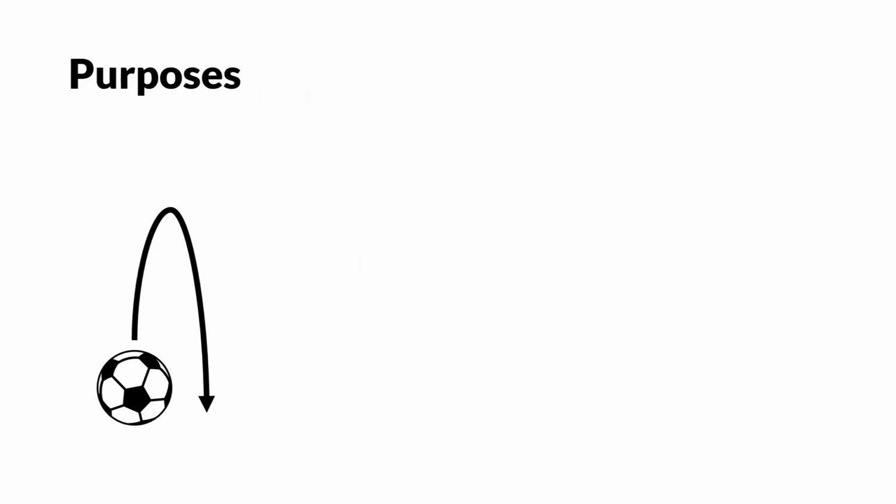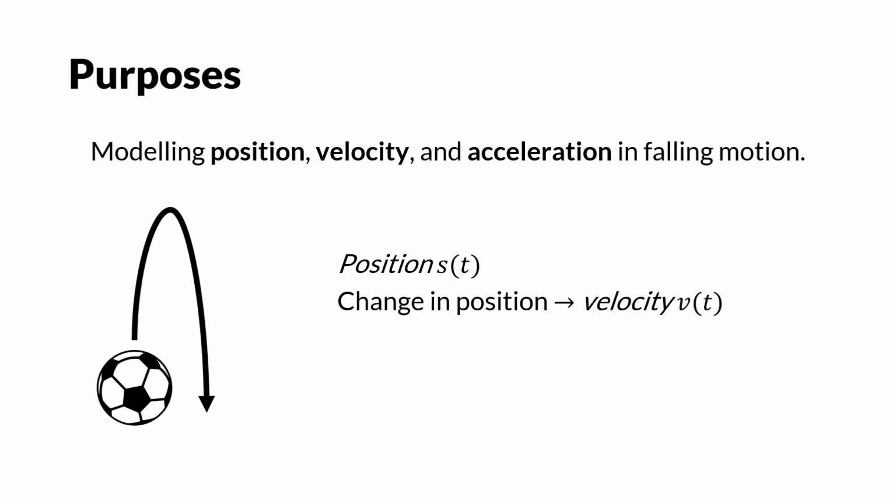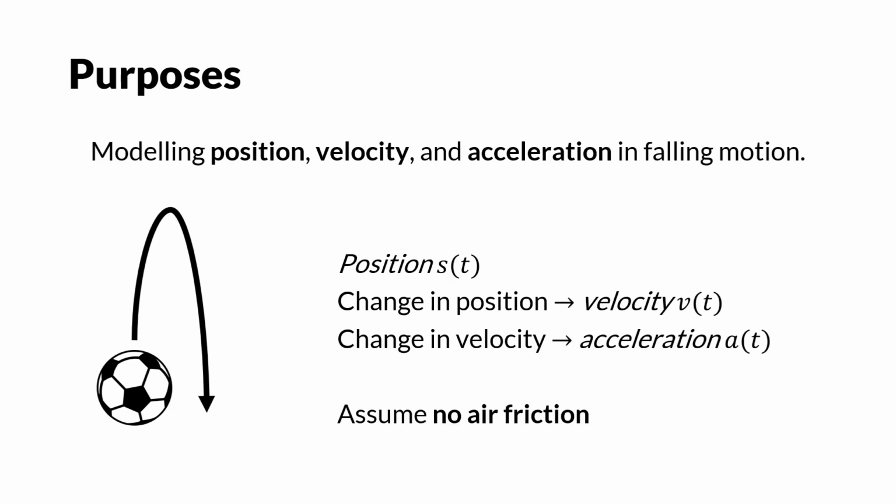When we throw an object, let's say a ball, upwards, we give the ball some force so the ball can move. When the ball moves, we can observe some physical properties such as the ball's position, velocity, and acceleration. So, in this video, we will simulate them: the ball position S, the change in position V, and the change in velocity A, all of them as functions over time. For starters, let's assume there is no air friction to simplify the model.